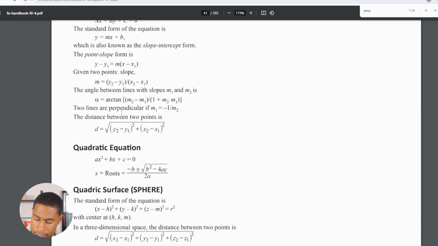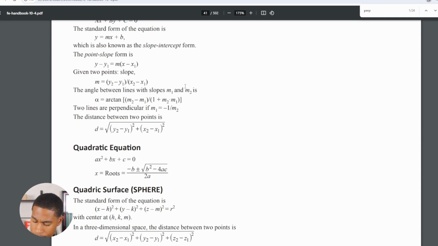You also have the distance between two points. If you have 2 points, you can plug them in and get the distance between the two using y2 and y1. It's pretty self-explanatory, but you have to plug those points in to get that distance. Going back to perpendicular lines, you can also find 2 lines that are parallel. If they are parallel, they just have the same slope. So just important to remember.